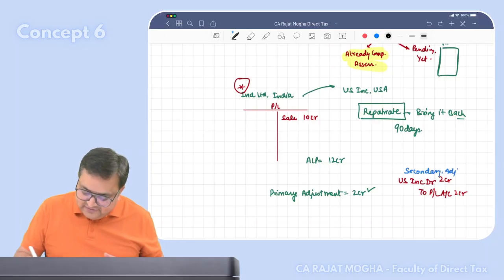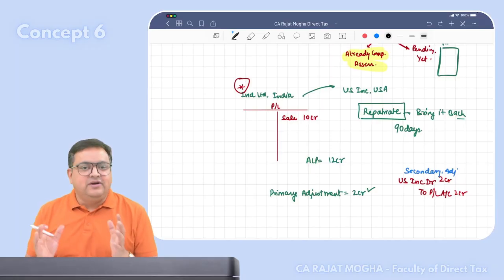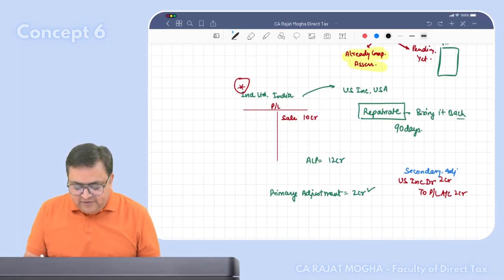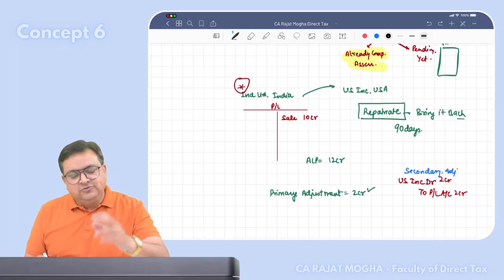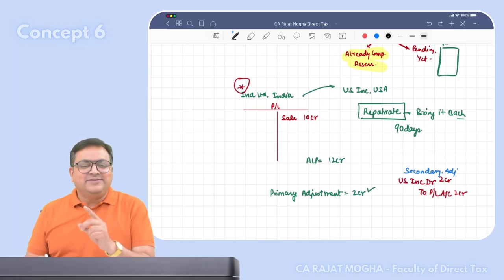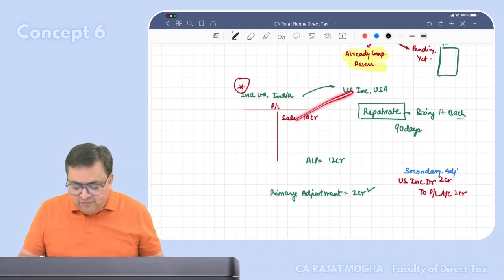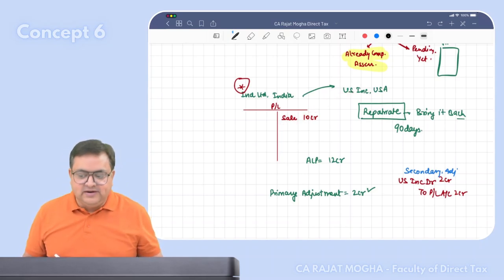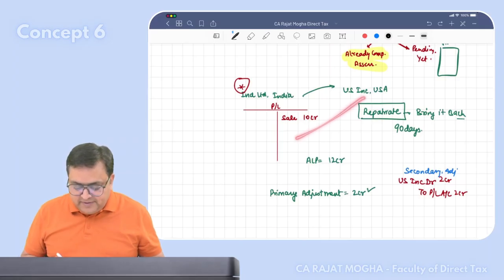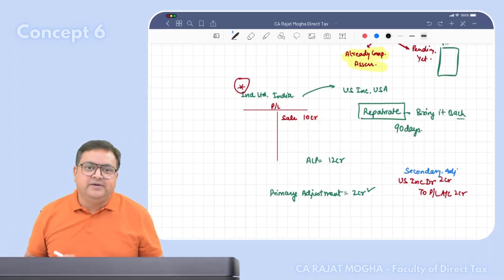Understood what is primary adjustment and secondary adjustment? Primary adjustment is not a book adjustment. It is just that while determining your ALP, your income is increased, so you have to pay taxes accordingly. But for secondary adjustment, we will not stop here. Mr. Arun Jaitley brought this concept that we want this 2 crore rupees also, in foreign currency. Please bring it within 90 days. Pass a general entry in your books of accounts and bring it.